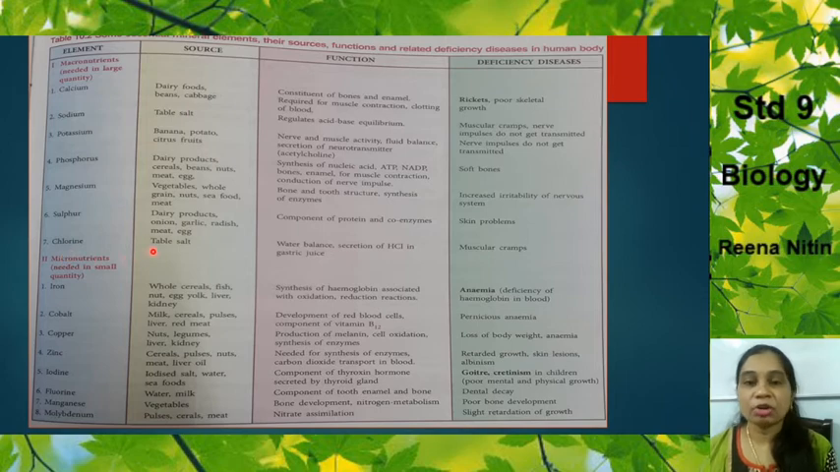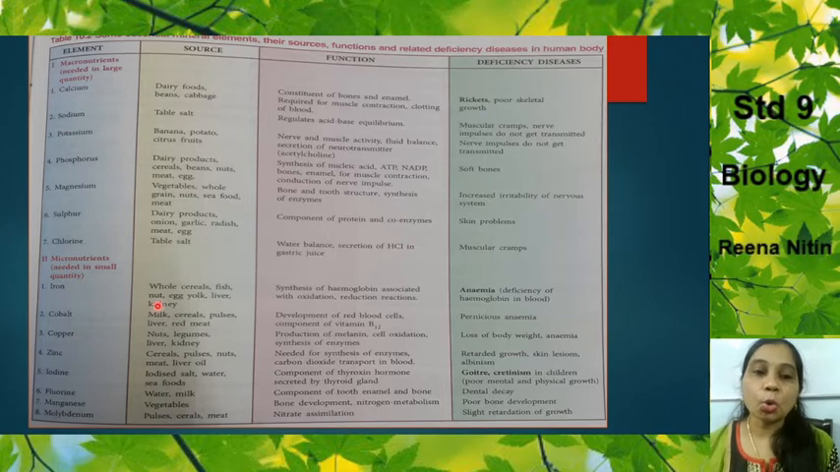Chlorine, again, is found in table salt. Table salt is nothing but sodium chloride. Its functions are water balance and secretion of hydrochloric acid, which is in the gastric juice present in the stomach. The deficiency disease over here is muscular cramps. Now we come to micronutrients, which are required in very small quantity.